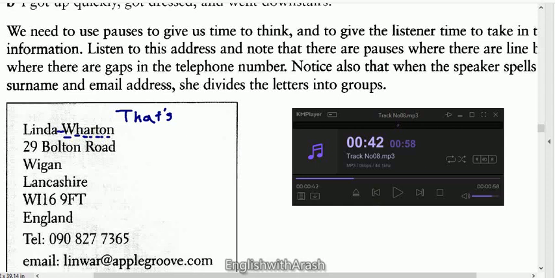WHARTON. So look at this. It's very important to spell your last name or first name. If you think that is not common, it's a good idea to spell it. So now let's continue. 29 Bolton Road, Wigan, Lancashire. Wigan, Lancashire. Look at the pauses he's making when he's going from one line to the next line. He's making those pauses.